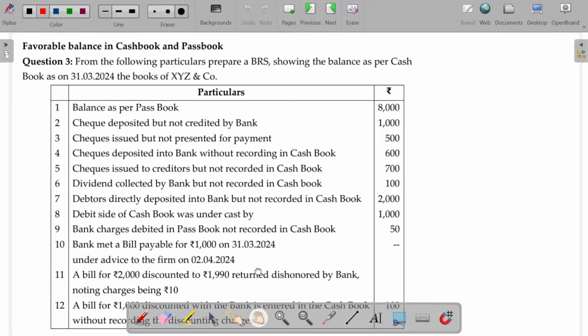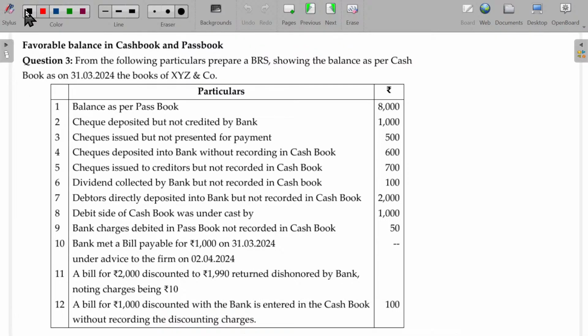So what you have to do? I'm not going to prepare the complete BRS statement here. I'm going to give you a format to get the answer quickly. Okay. So what do you do? Rough work. Open the cash book as well as passbook. That's all. Okay. Cash book and passbook. Then from the following particulars, prepare BRS showing the balance as per cash book as on 31st of March 2024, the books of XYZ company as on the date. Now we have been given balance as per what book?